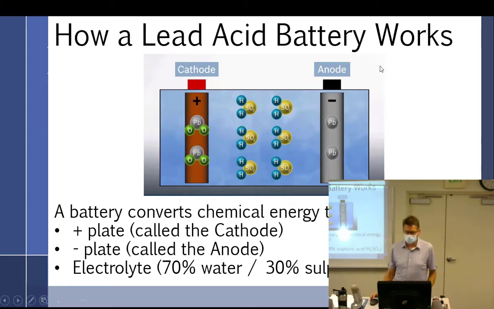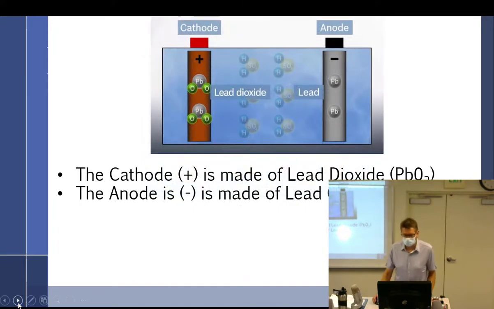So a battery converts chemical energy to electrical energy. The positive plate is called the cathode, the negative plate called the anode. Again, I'm not going to hold you to that. You have electrolyte, 70% water, 30% sulfuric acid. The cathode is made of lead dioxide, the anode is made of lead. And notice that even amongst, well, we just watched that the one video, and he started with lead and copper, and then a second into it, it was lead and spongy lead, so I'm not going to hold you to those materials either because you can see they kind of change.